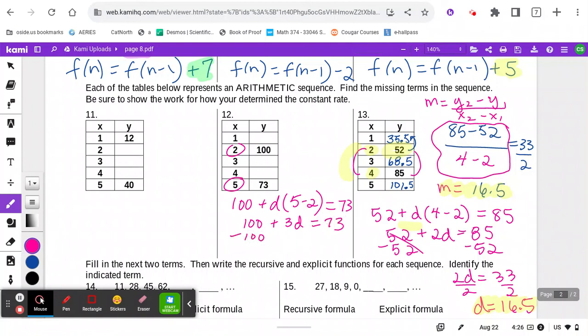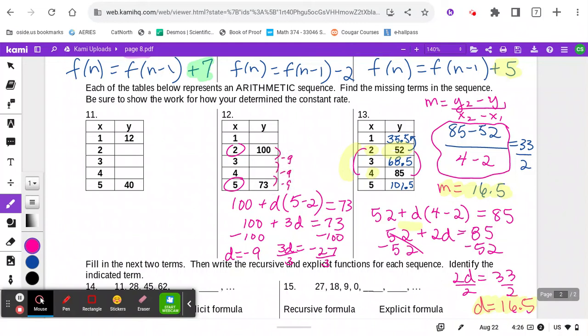73 minus 100. Grabbing my calculator. Notice this is going to give me a negative number, which is what I want. Oh, it's Miss Sanchez's favorite number, 27. And I should get a common difference of negative 27 divided by 3, which is -9.